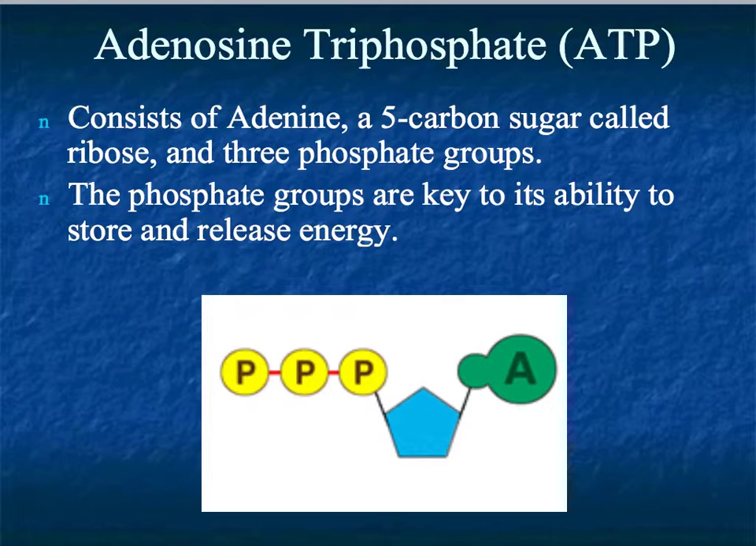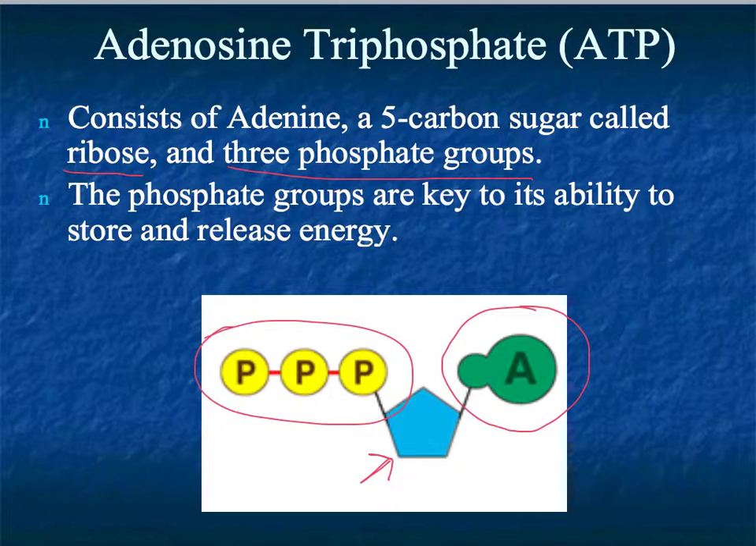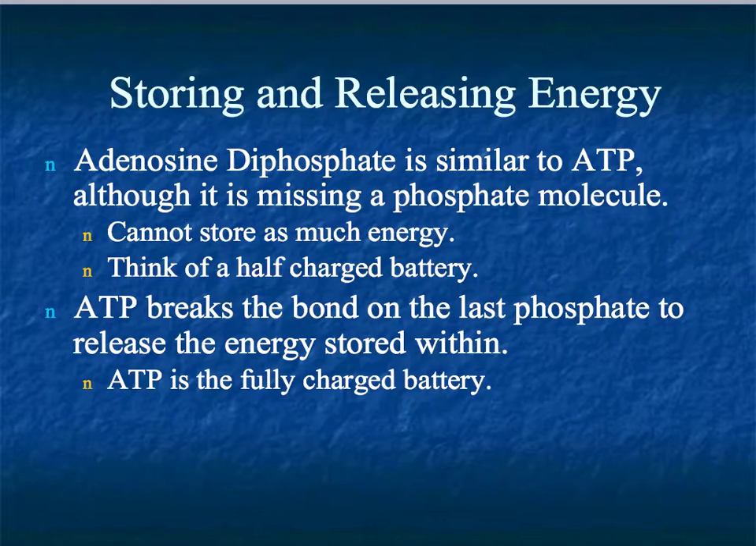Again, let's take a look at what this looks like. It consists of adenine, there's this guy here, and a 5-carbon sugar called ribose, and 3 phosphate groups. So this is our little ribose here, and then we've got our phosphate groups here. And the phosphate groups are the key to its ability to store and release energy. And again, remember this one is 3. We have triphosphate. All right, so we said the phosphate groups are really the key to this storage and production of energy.